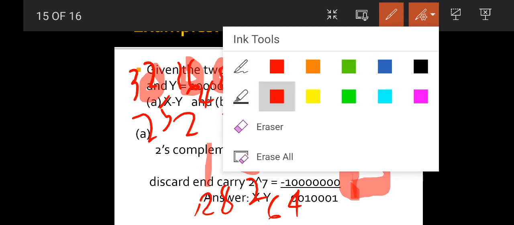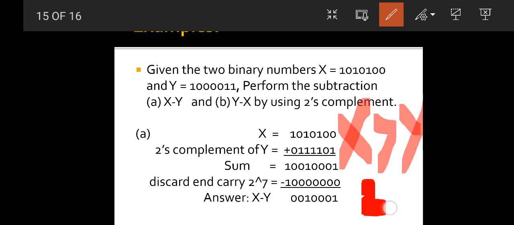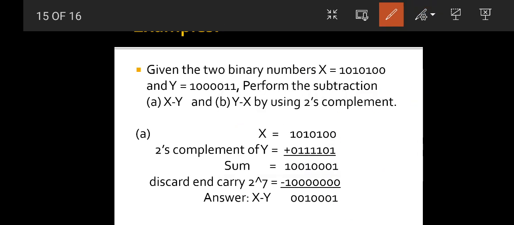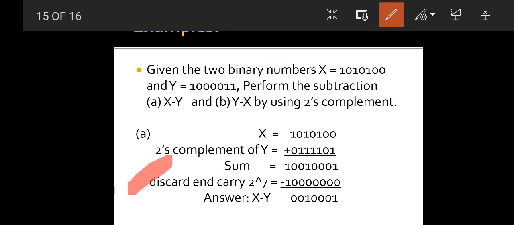So again, for the second step, if your x is greater than your y, you have to use the second process. The second process is you have to discard your end carry. When you say discard, it should be deducted by the end carry, so your sum will be deducted by your end carry.